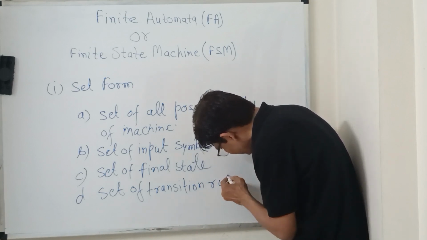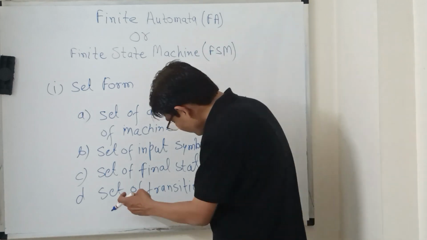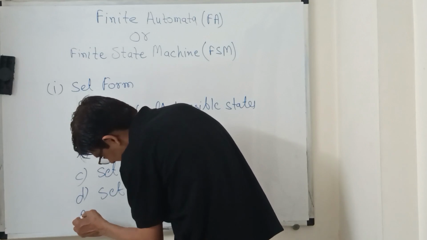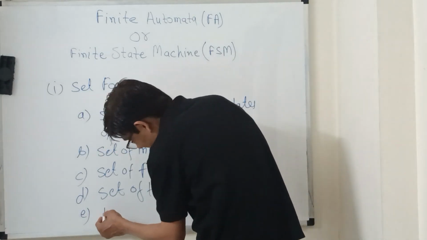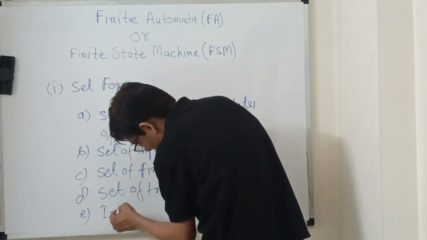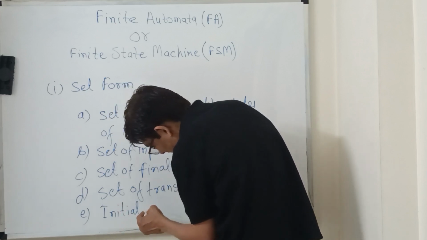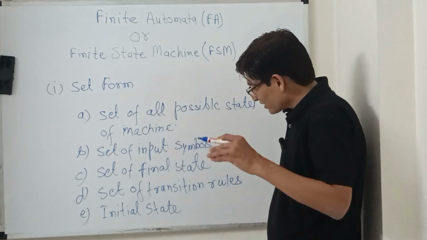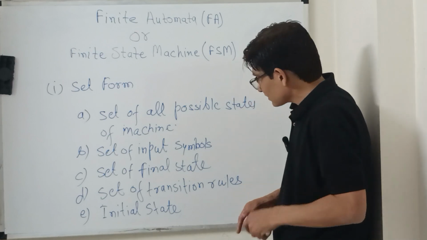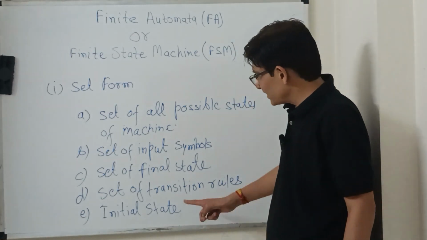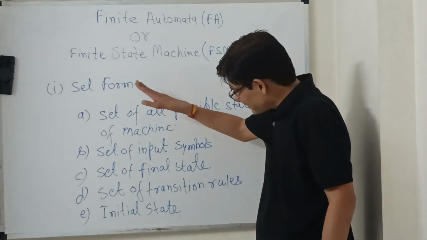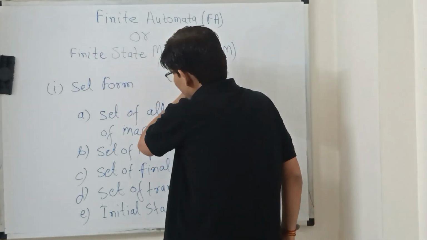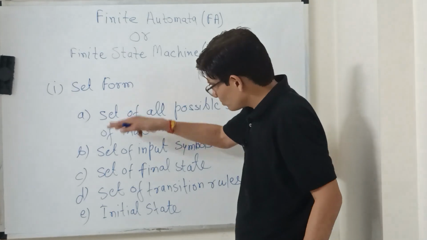So one set we will be having is the set of transition rules, and one more piece of information is there: the initial state of the machine. So what is the initial state? Initial state is such a state, friends, where the machine will stay without reading any input symbol. So these different sets we define to represent a finite state machine. So this is the set form of the machine.